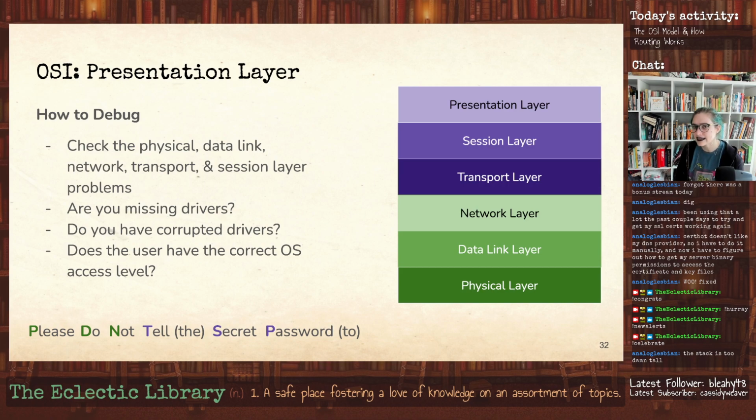But yeah, debugging at the presentation layer is going to be check to see if you're missing drivers, check to see if your drivers are maybe corrupted, or potentially you're trying to do something, like you're trying to send a message that you don't have permission to do. Maybe you're trying to use a tool that you don't have permission to do. Maybe you're trying to decrypt something that you don't have permission to do. So maybe you need elevated privileges on your machine to use SSL or TLS.